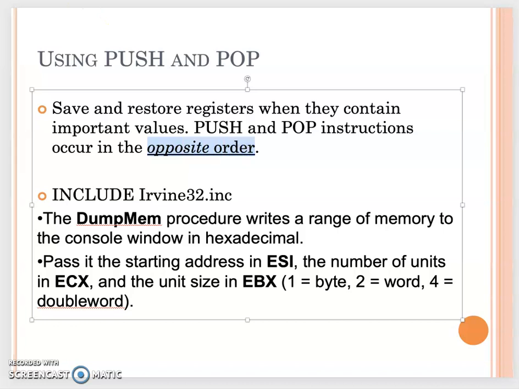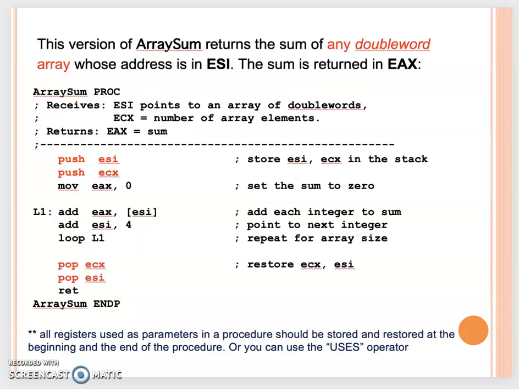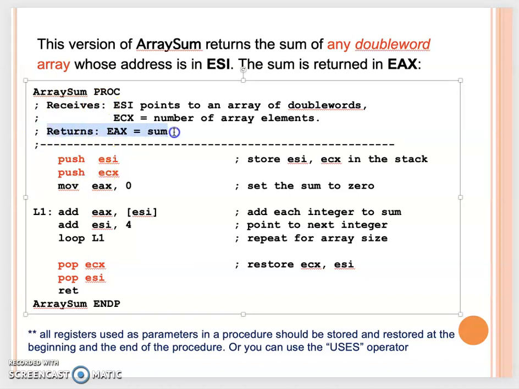So that's why earlier we showed you in the array sum that we need to restore the parameter values. You need to use the push and pop, or you can use the USES operator. However, here because we're using ECX and ESI as the receive, that's why we do the push and pop. But be careful when you do the return value. Your EAX is where you are expecting the value to be changed. So that's why you need to be careful.